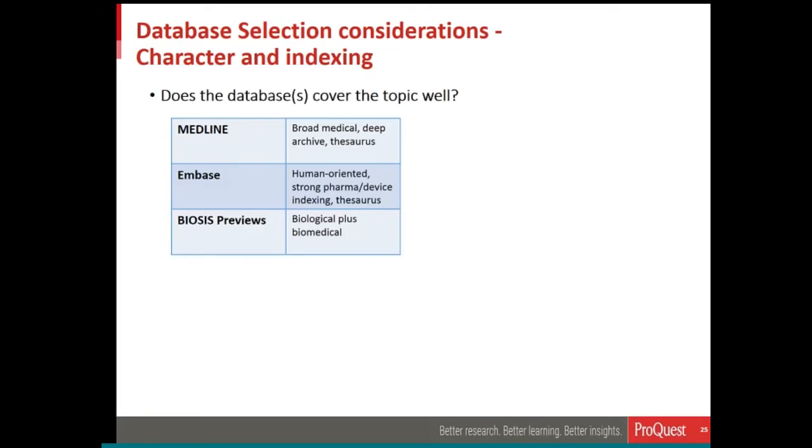The Biosis Previews database not only covers the biomedical literature, but it also has a very strong breadth of biological literature, and so it could be virology and microbiology and some of the things that aren't necessarily related to the biomedical area, as well as engineering. So if you're doing medical device searching, it might be a good place to look for that, but it does not contain a thesaurus.